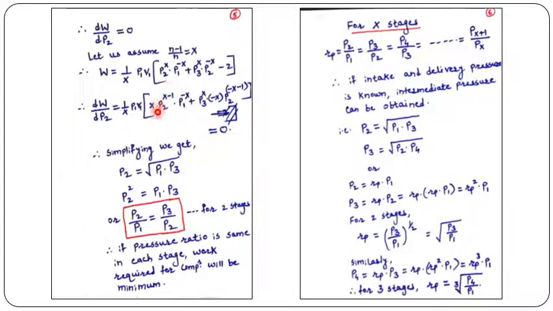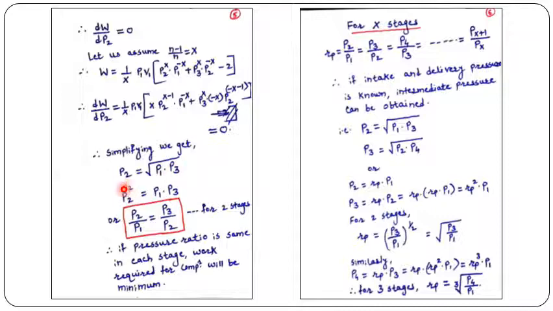So, this differentiation is written: differentiation of P2 raised to x is x into P2 raised to x minus 1, this is constant, I will write it as it is. Then P3 raised to x is also constant, I will write it as it is. And then for P2 raised to minus x, differentiation of this term is minus x, P2 raised to minus x minus 1, and the differentiation of minus 2 is 0. And then I will equate it with 0. So, if I simplify this, arrange the terms properly and equate it with 0, I will get P2 as under root of P1 into P3, that is geometric mean of suction pressure and delivery pressure.